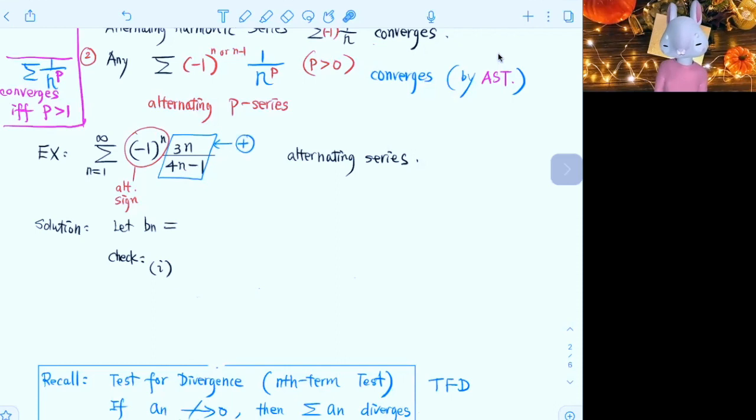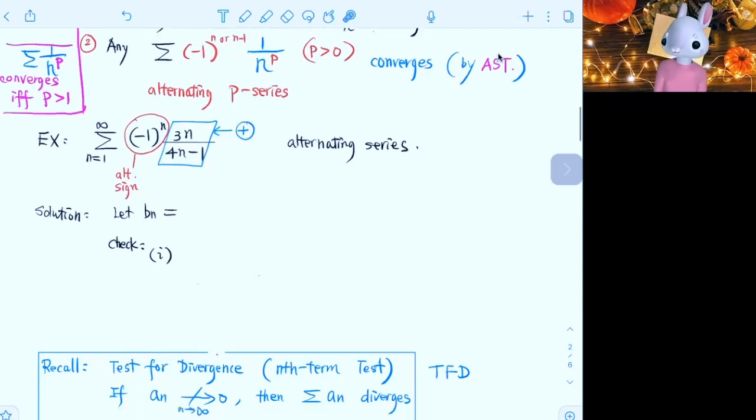So it looks like this part here is always positive for all n, because n is 1, 2, 3, 4, etc. This is always positive. This is the alternating sign part. So this indeed is an alternating series. If you are asked to find if this series converges or diverges, then you will naturally think about the alternating series test, right? Because you're given an alternating series. So of course, it comes to mind, maybe I should use the alternating series test.